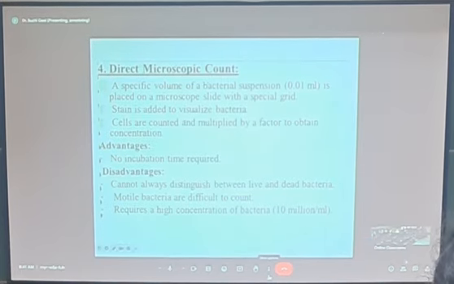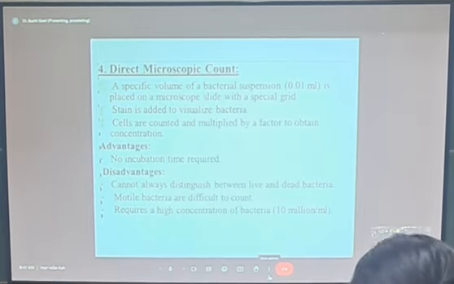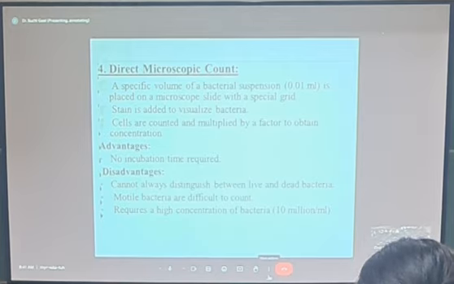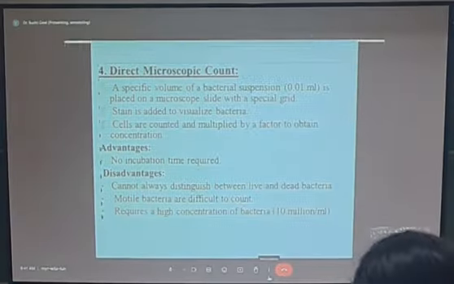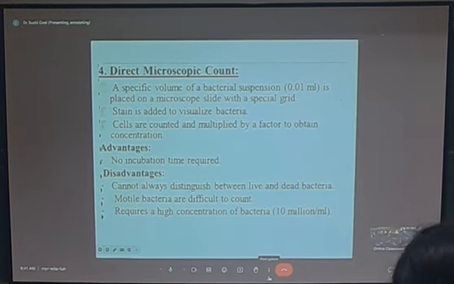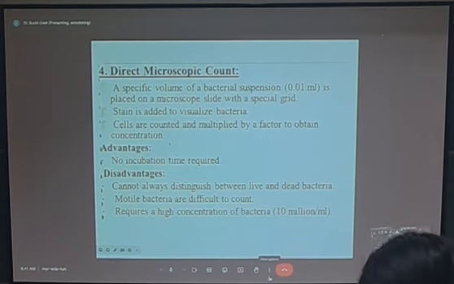Another method is the direct microscopy count. You can actually see the bacteria under 100x, isn't it? But you need to count how many bacteria you have per ml. So in this case, I have a specific volume of a bacterial sample. I place it on a microscopic slide with a special grid that I will tell you about now, and you stain your sample to visualize the bacteria, and then you multiply by a factor to obtain the concentration.